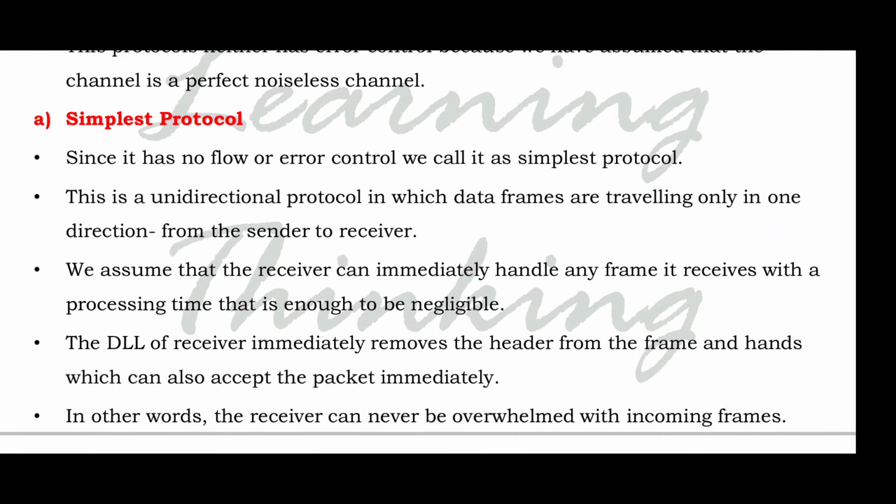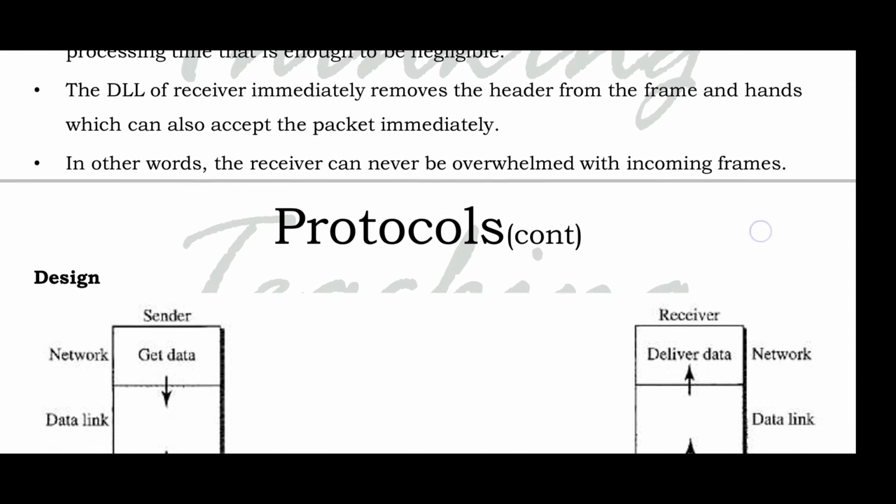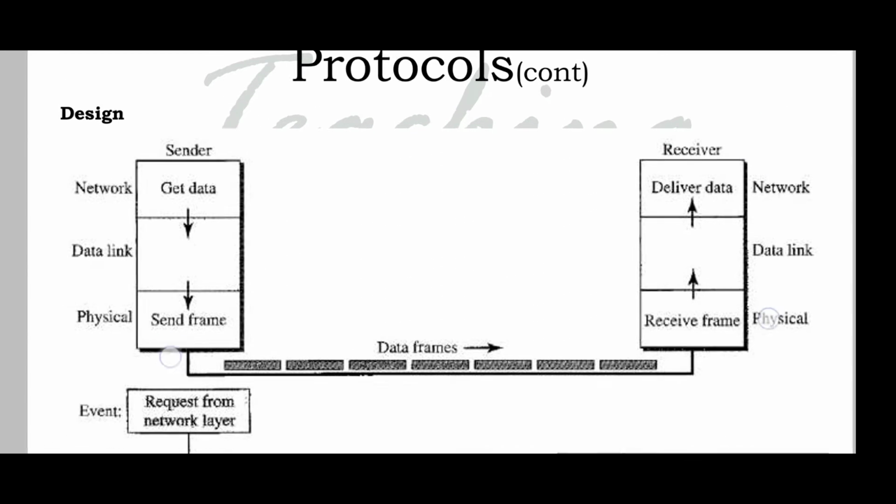So the receiver DLL immediately removes the header from the frame and the packet is accepted immediately. We have already seen that frames have a header and tail along with the data. The receiver immediately removes the header from the data it has received and accepts the packet. In other words, the receiver can never be overwhelmed with incoming frames. This is the design of the protocol.